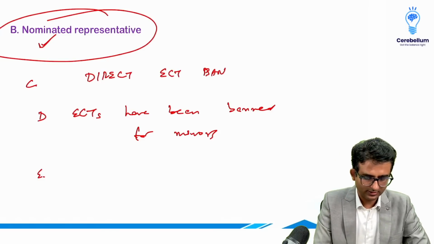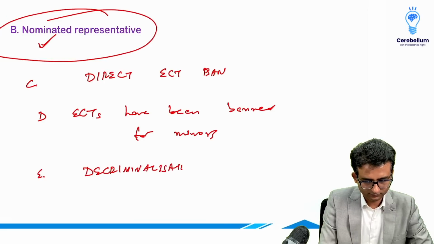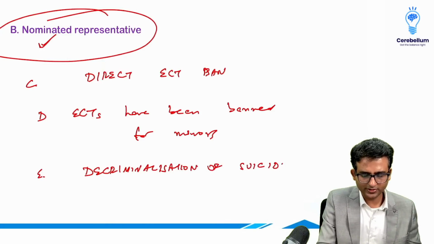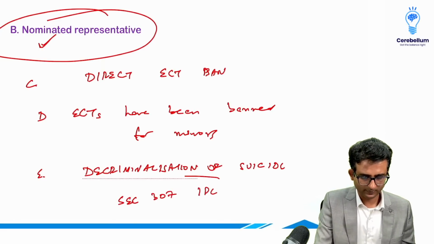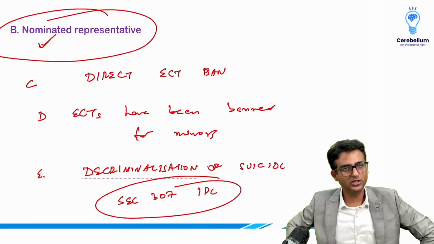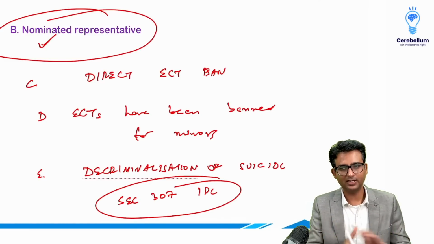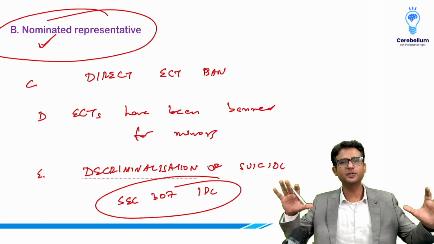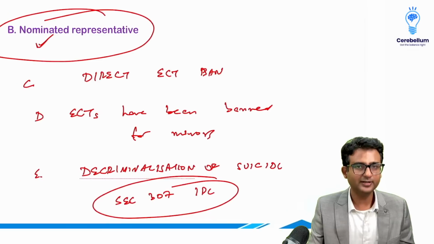Decriminalization of suicide. Section 309 IPC. What was it earlier? If a person attempts to die by suicide and survives, police would put him in jail. Now we say that if a person is attempting suicide, we will presume that the person is in a lot of distress. You cannot take any action against that person. Okay? So this is about it, guys.